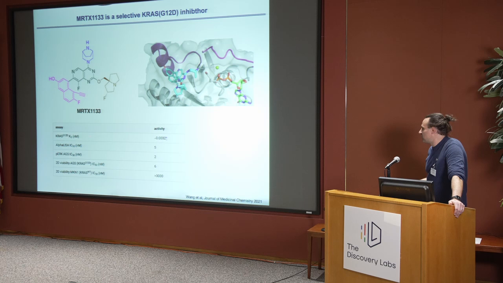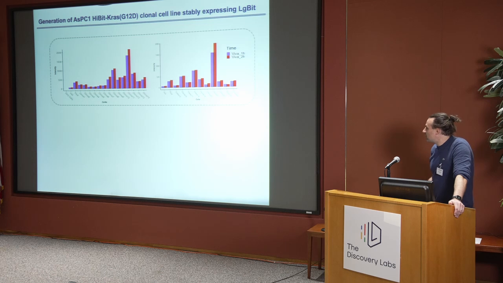The molecule is pretty good. Binding data are in the nanomolar. And also if you look at toxicity in cells, these are in cells that are KRAS G12D mutated. So we're seeing an IC50 of about 6 nanomolar, while the IC50 in KRAS wild-type cells exceeds 3 micromolar.